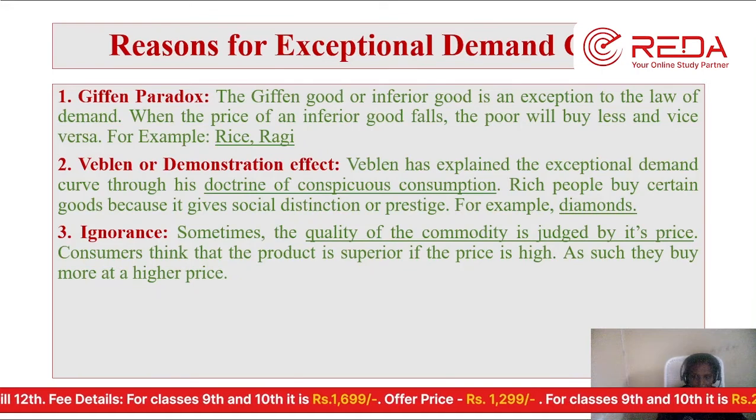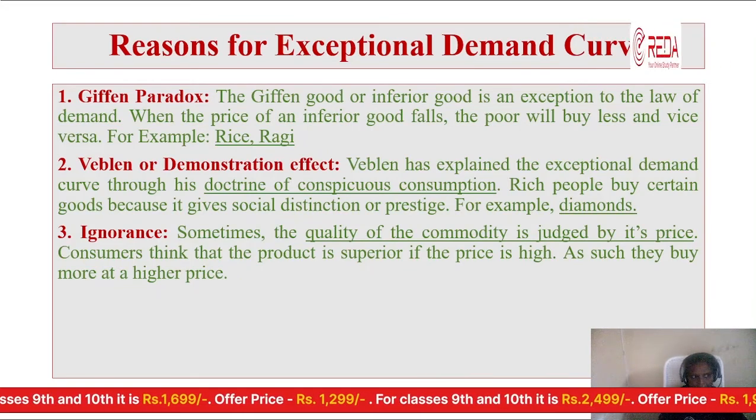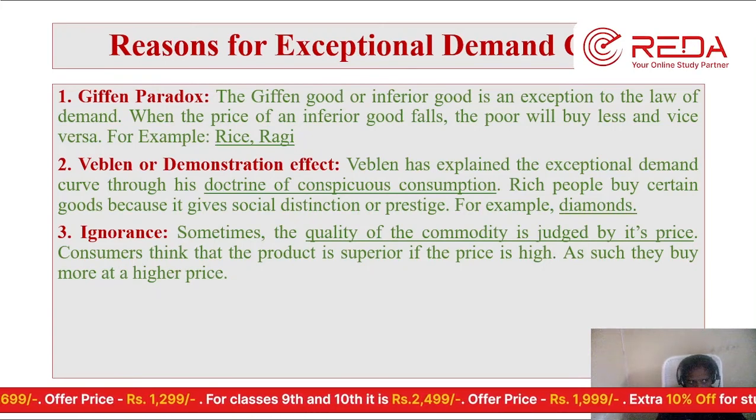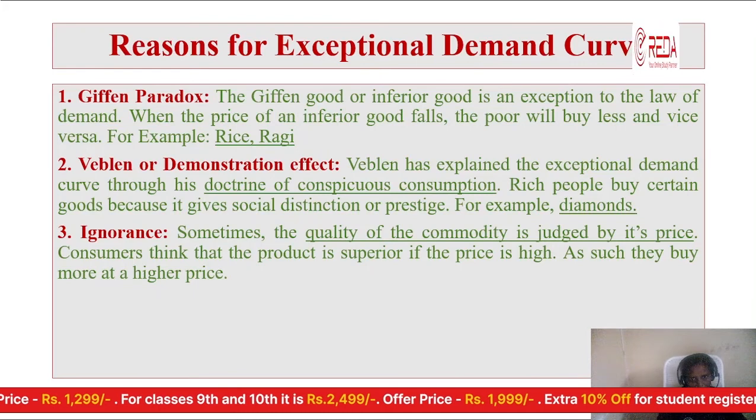When the price of the inferior goods falls, what will happen? The poor will buy less, and vice versa will happen, like rice, ragi. Okay, which we call the Giffen paradox.